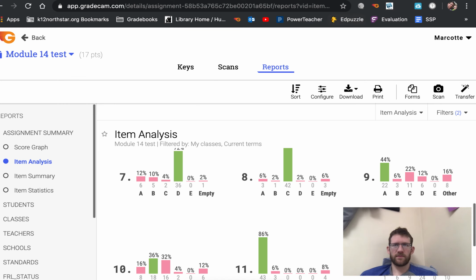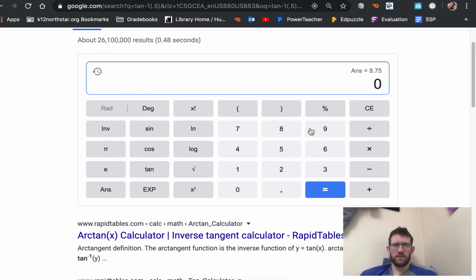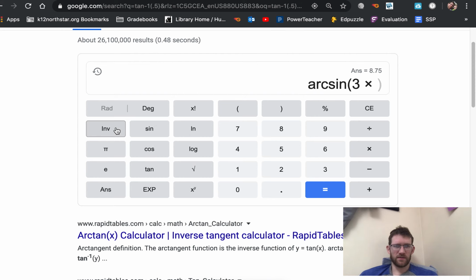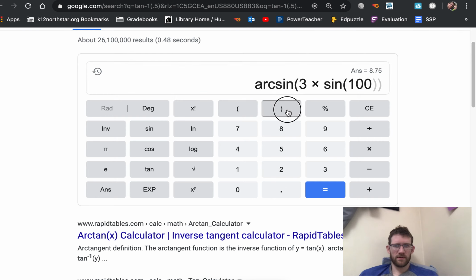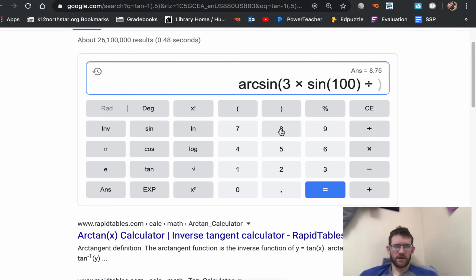Let's calculate. So the inverse sine of 3 times, did I delete this up? 3 times the, I don't want inverse, sine of 100 divided by 8.